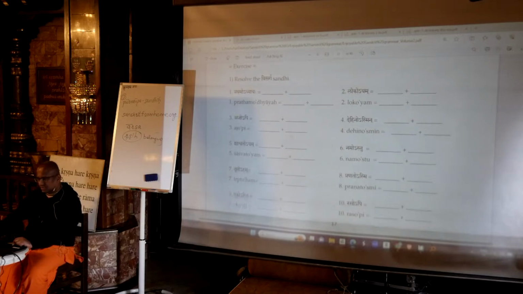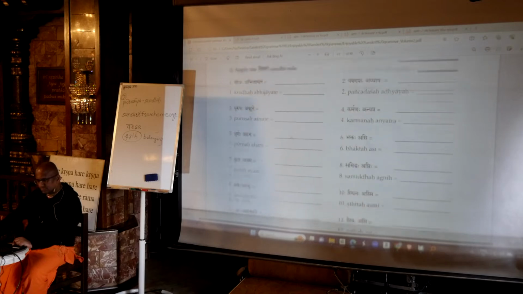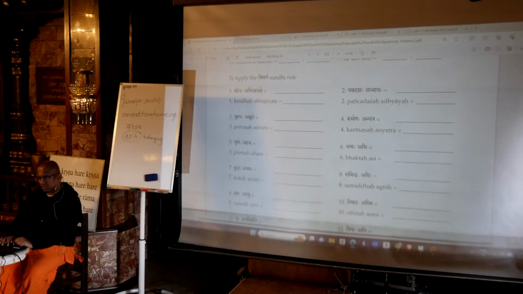She is showing first, resolve: apply the Visarga Sandhi rule. Krodha plus abhijayate, what will it be? Krodho bhijayate. Where is this from? Bhagavad Gita, right? Dhyayato vishayan pumsah sangasteshupajayate, sangat sanjayate kamah kamat krodho bhijayate. So that's the phrase. Krodha plus abhijayate becomes krodho bhijayate. If you see in Gita, you will be seeing that.